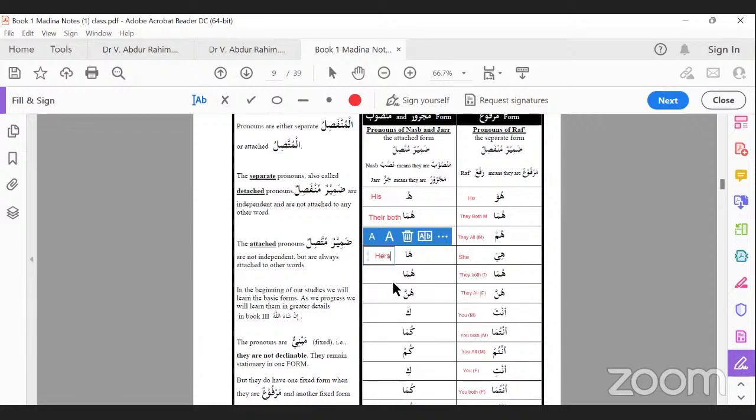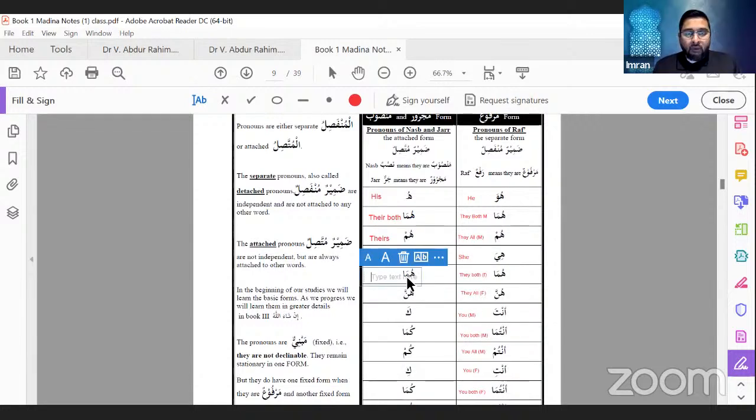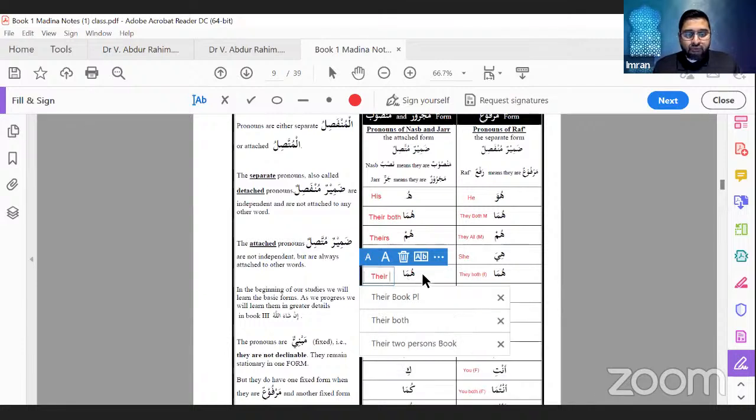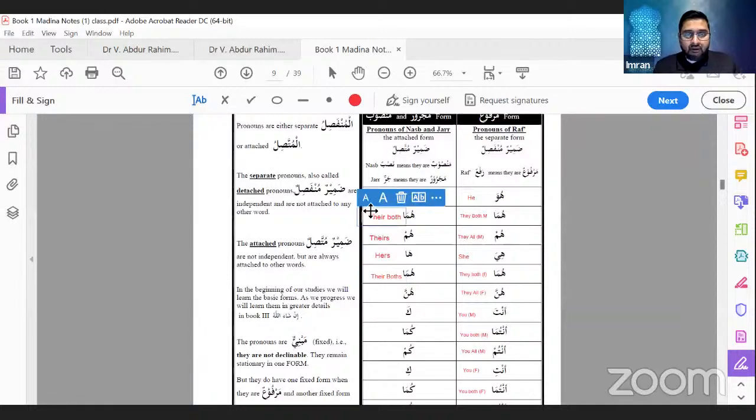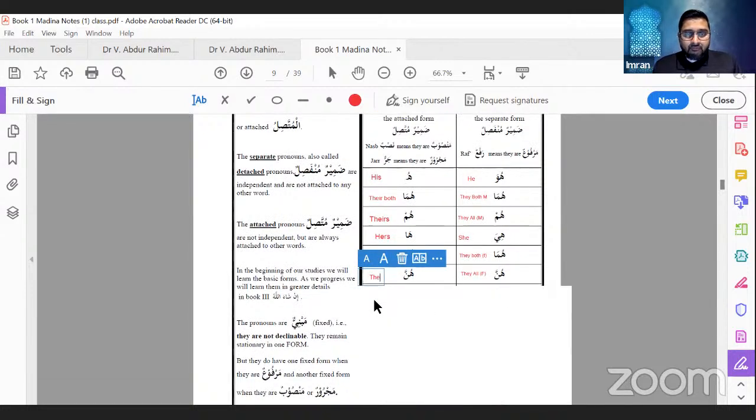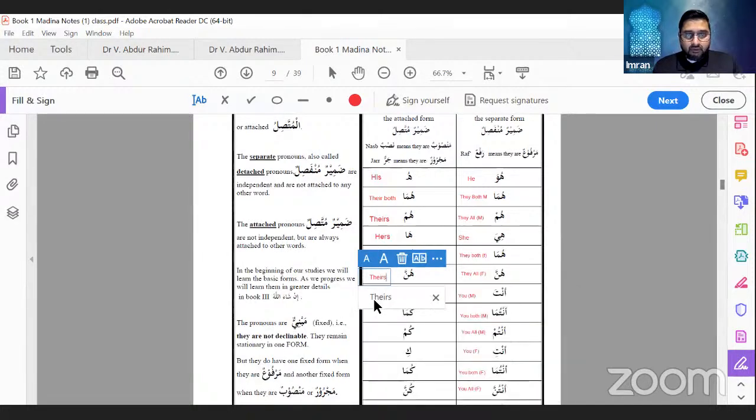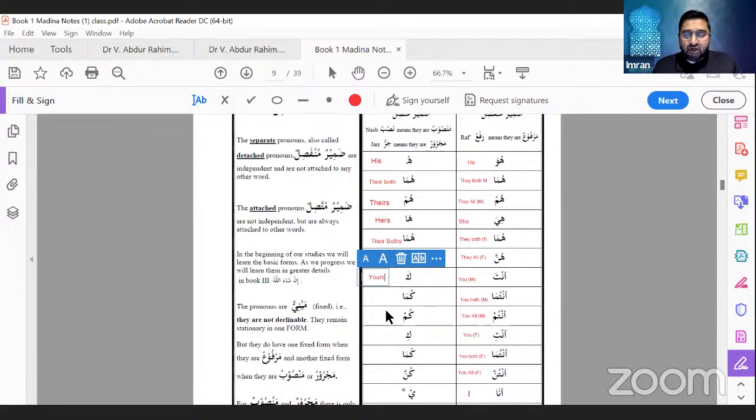And huma means their both, because it's possession. And then hunna means theirs, female. And then ka means yours. So these are possessive pronouns. They will always be attached to a noun or a preposition.